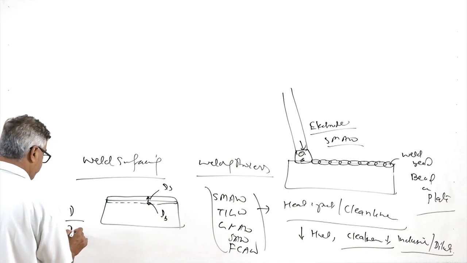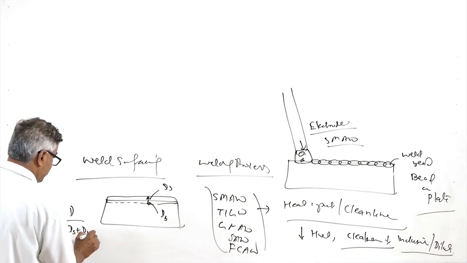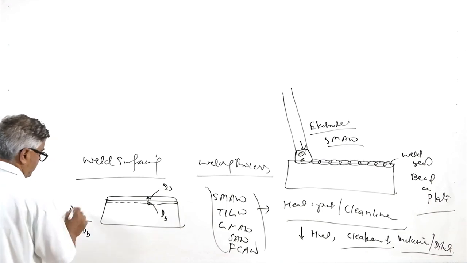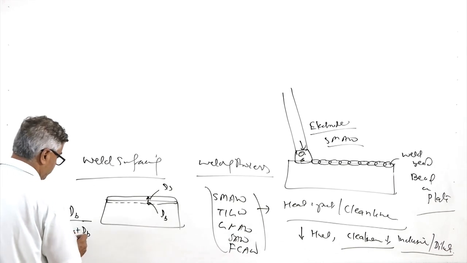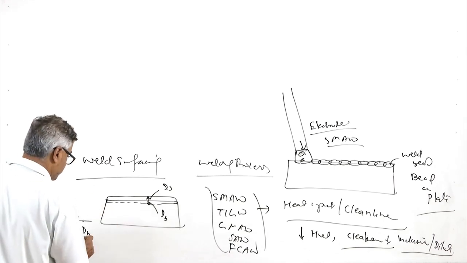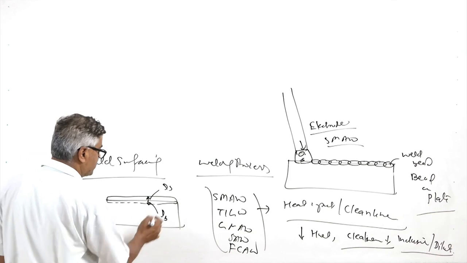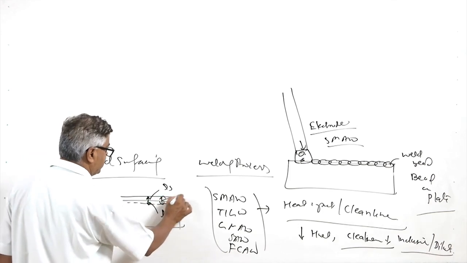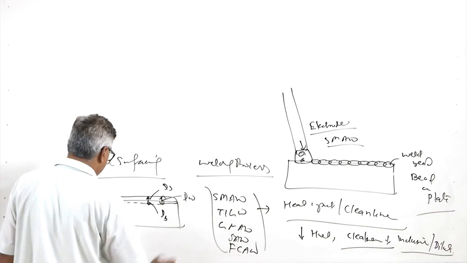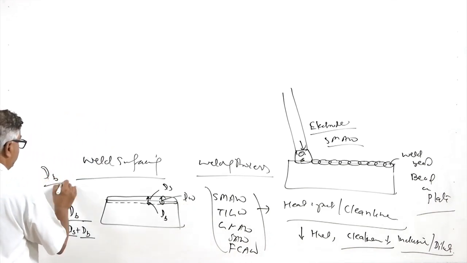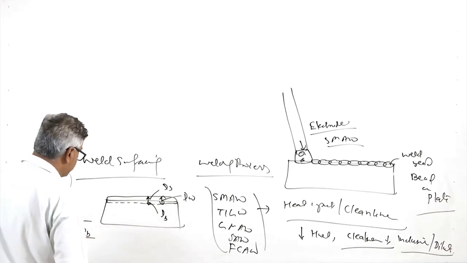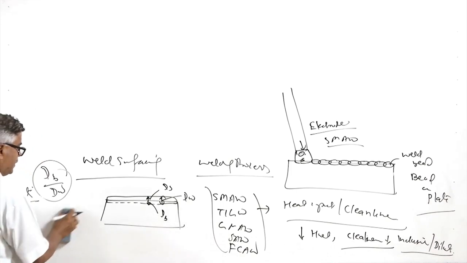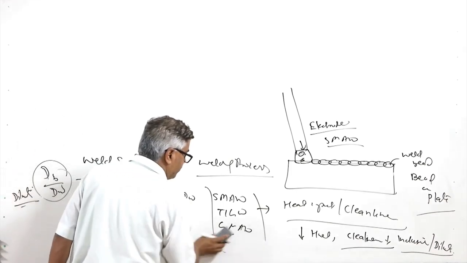So, dS plus dB. dB, the depth of the base metal which has melted, is divided by the depth up to which surfacing has been deposited over the base metal, plus the depth of the base metal. This total depth is the weld surfacing, we can say dW also. So, dB divided by dW is used for determining the dilution level. Dilution means the mixing of the base metal with the material which is being deposited.